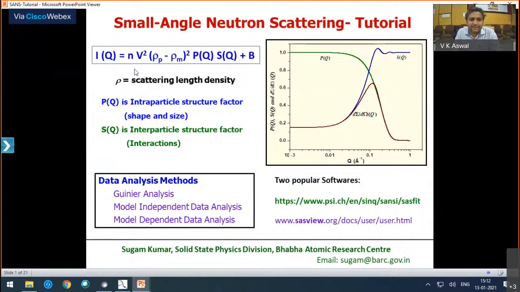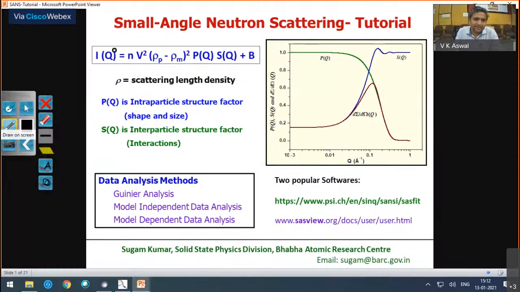So first, in small angle neutron scattering, we measure the scattering intensity of scattered neutrons as a function of a scattering vector. We have theoretically expressed this scattering intensity like this, where n is the number density of the scatterers, v is the volume, and rho p minus rho m squared is a very important factor. I will come to this, to see how to calculate this factor and how to utilize it.